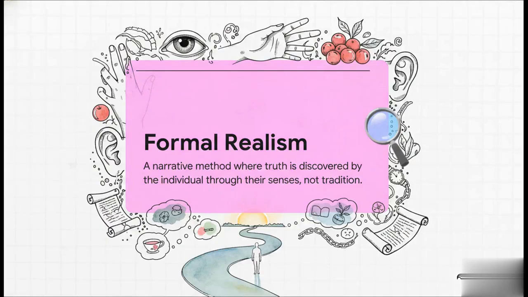So what exactly is formal realism? Let's break it down. It's a way of writing that's built on a pretty radical idea, that truth isn't found in some ancient myth or grand philosophy. Instead, truth is something that every single individual can discover for themselves, right here and right now, just by using their own senses. So, it just tosses out all those old recycled plots in favor of something way more ambitious, an authentic report of what it's actually like to be a specific person living a specific life.